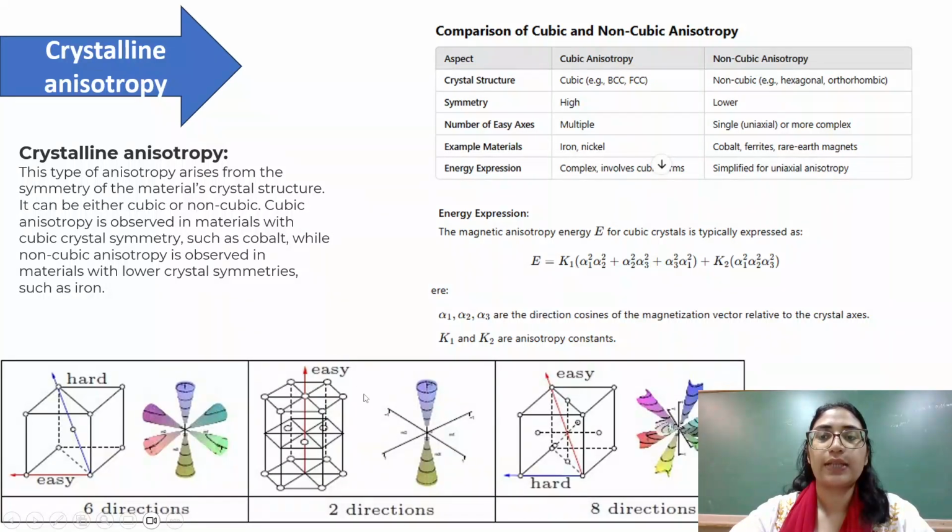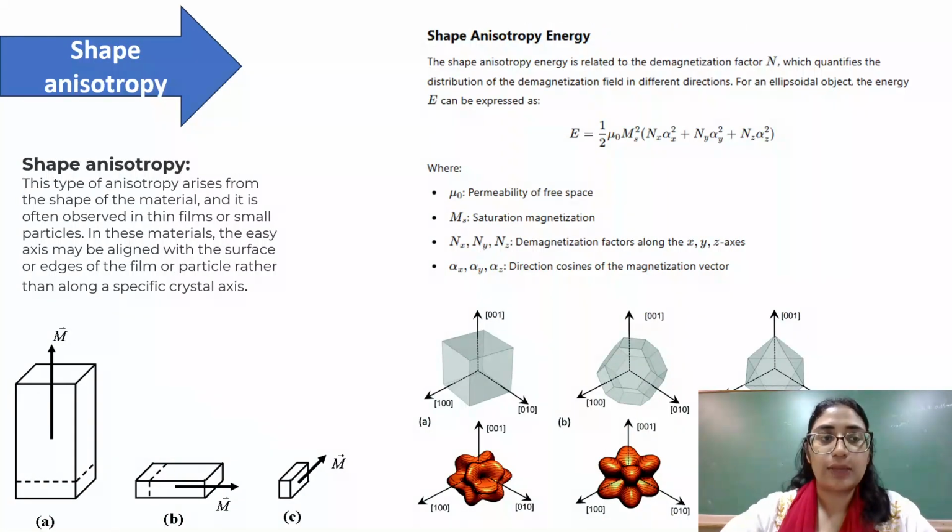So the non-crystalline or non-cubic anisotropy has lower magnetic anisotropy. The next is the shape anisotropy. It depends upon the shape of the material also. Like if you have thin films or small particles, mostly associated with the surface of the material, the shape also influences the anisotropy.